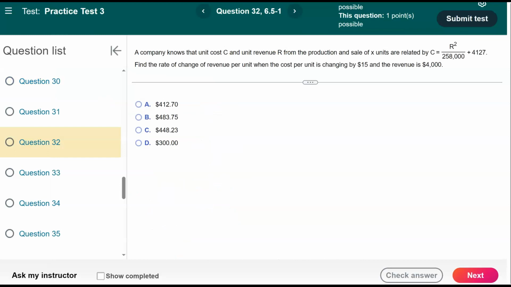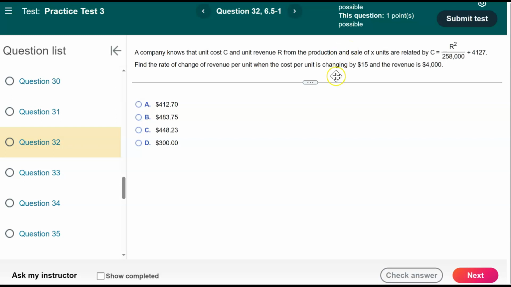Now consider the following problem. A company knows that unit cost C and unit revenue R from the production and sale of x units are related by this function. We want to find the rate of change of revenue per unit when the cost per unit is changing by $15 and the revenue is $4,000. Now notice that each of these cost and revenue are changing with respect to the unit. So that means that this one is a related rate problem.